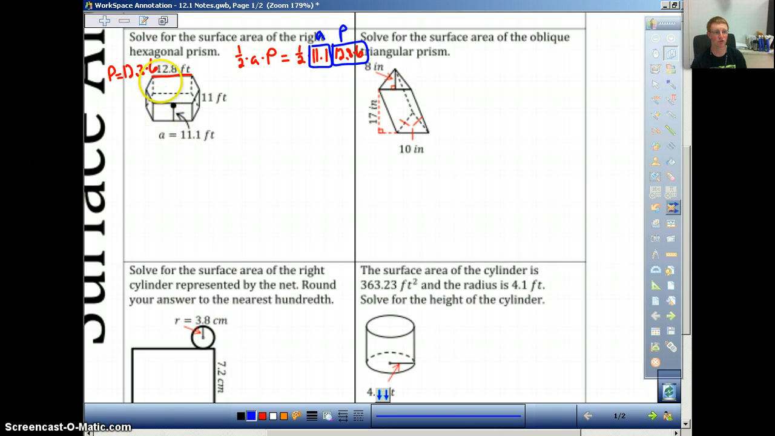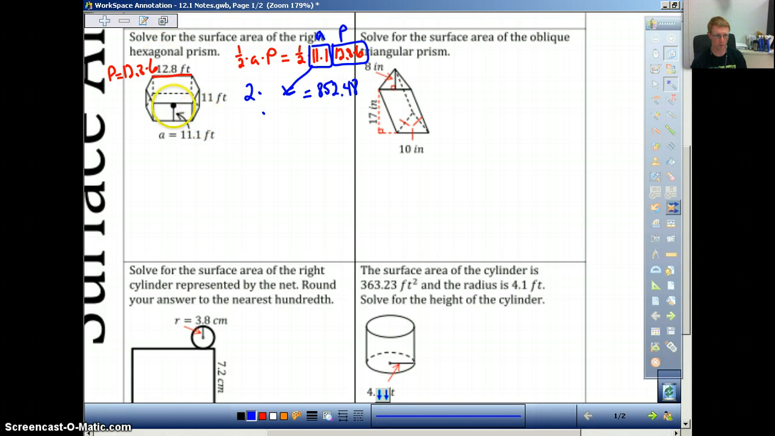Now, keep in mind, we have two of those, so it's going to be 2 times 1/2. Actually, I'll just give you the answer here. It's 2 times all of this, which is equal to 852.48. And again, the reason it's 2 times all of that is because there are two of them, a top and a bottom. So that's 852.48.